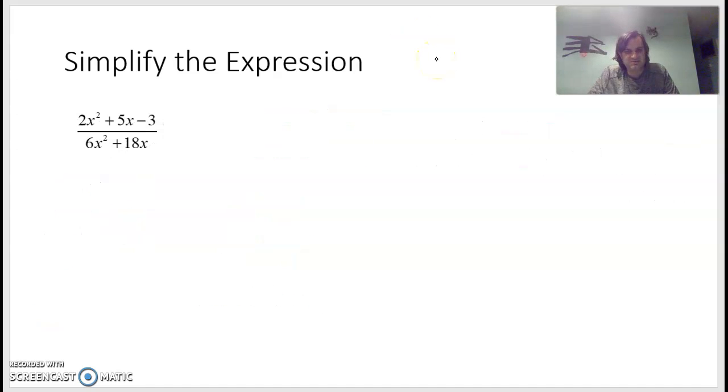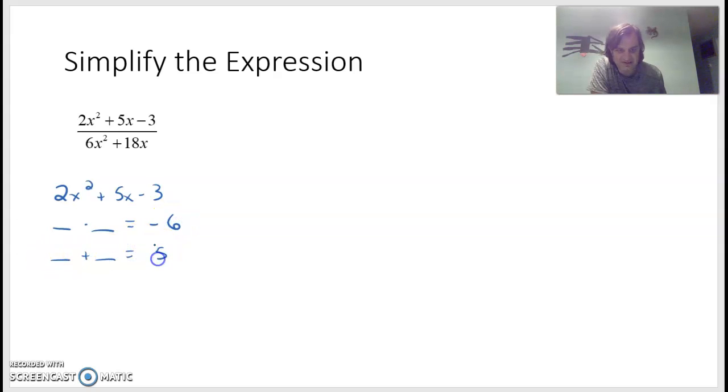So the next problem I'm going to do is simplifying this expression, which is the numerator 2x squared plus 5x minus 3, and the denominator is 6x squared plus 18x. So we're just going to revisit our factoring techniques, and we're going to break down 2x squared plus 5x minus 3. Nothing comes out in the beginning, but we need two things that multiply together to give us a times c, which is negative 6, and add up to b, which is 5. So they multiply to give us a negative, so they're different signs, and they add up to be a positive.